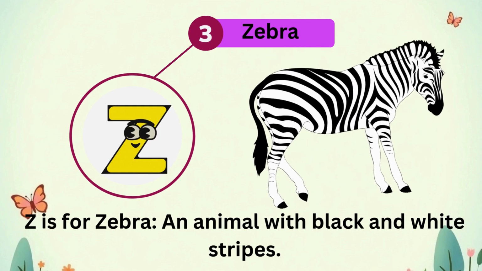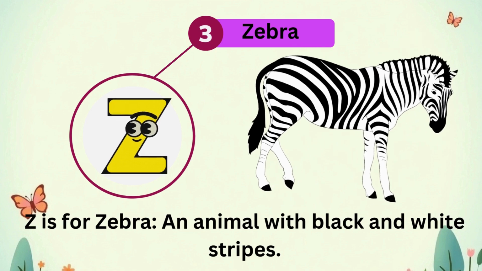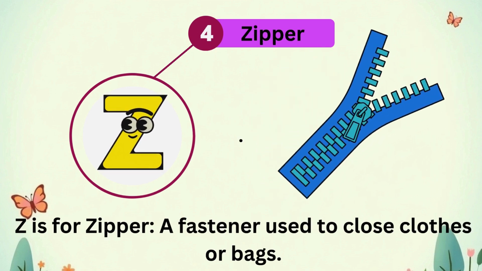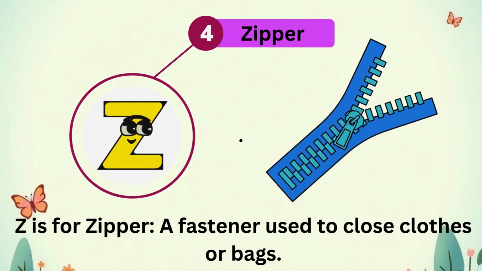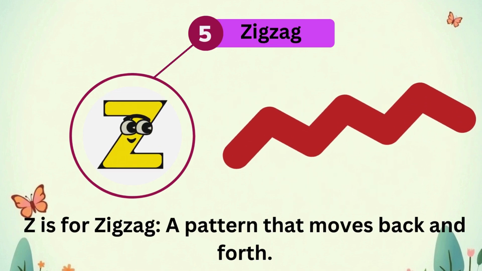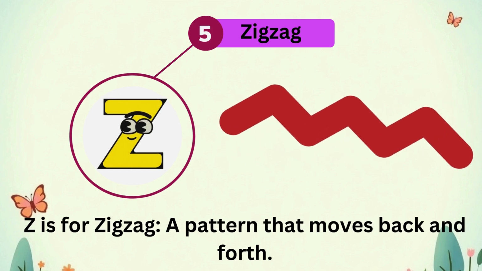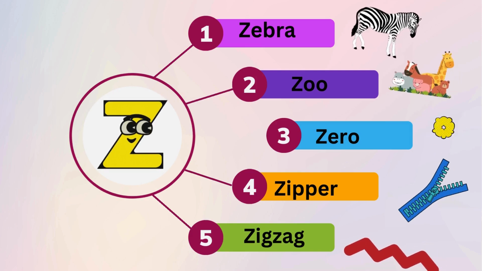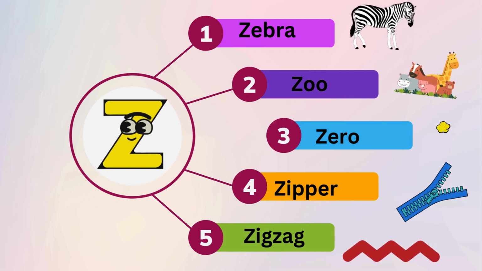Z is for zebra, an animal with black and white stripes. Z is for zipper, a fastener used to close clothes or bags. Z is for zigzag, a pattern that moves back and forth. Z is for zebra, zoo, zero, zipper, and zigzag.